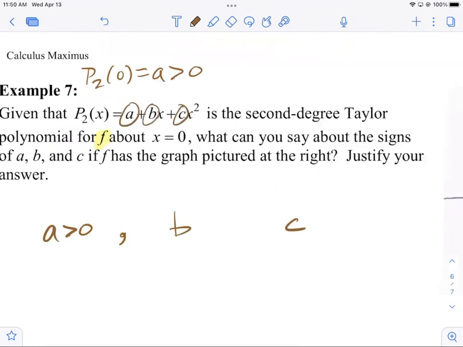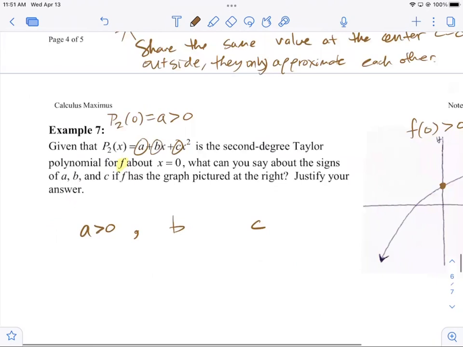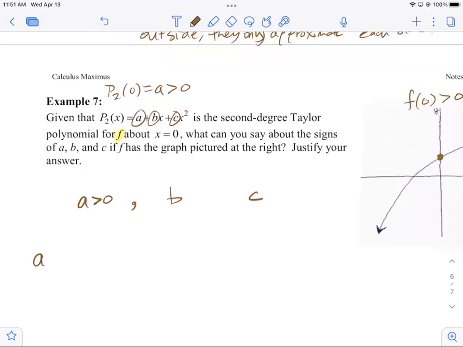Here's an easy way to systematize the process when you have functions that are larger than x squared. Remember that A is the constant, so it is going to be the 0th derivative at 0 over 0 factorial. That's how we get the constant term. B is the linear term, so B is going to be the first derivative at 0 over 1 factorial. And C is the squared term's coefficient, so C is going to be the second derivative at 0 over 2 factorial. Okay.